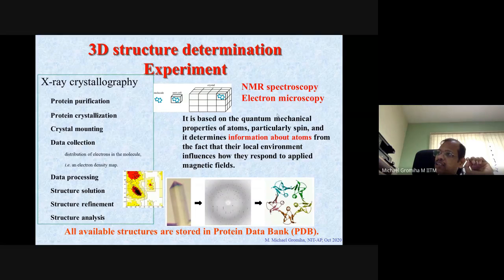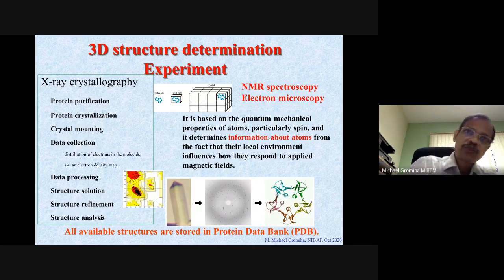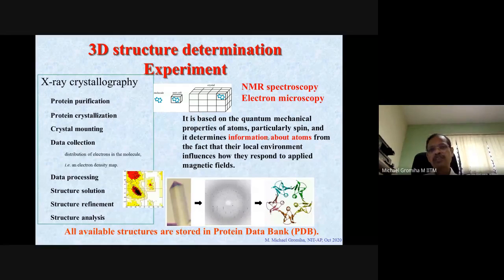And the second technique is NMR spectroscopy. It is based on the quantum mechanical spin properties of the atoms, and determines information about the atoms with respect to magnetic fields. So you can get the information regarding the atomic positions. Based on that, they will develop models. That is the reason if they have NMR spectroscopy, you can see multiple models in the Protein Data Bank, right? Because they will develop several models based on the spin of the system.